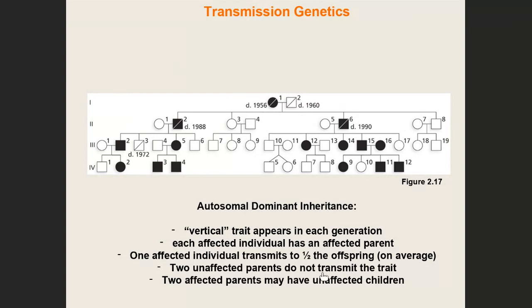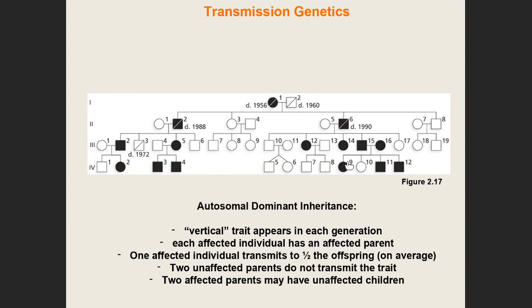Two unaffected parents do not transmit the trait. You have this case over here and this case over there. And two affected parents may have unaffected children. You see that with individual 4, 10. So all of this is something that will clue you into autosomal dominant inheritance.